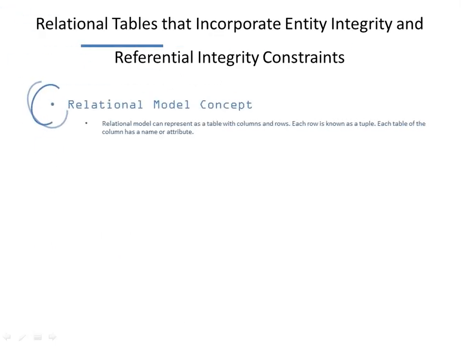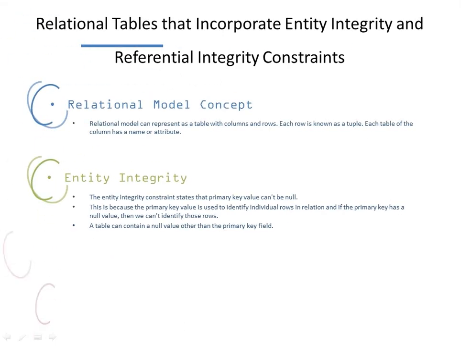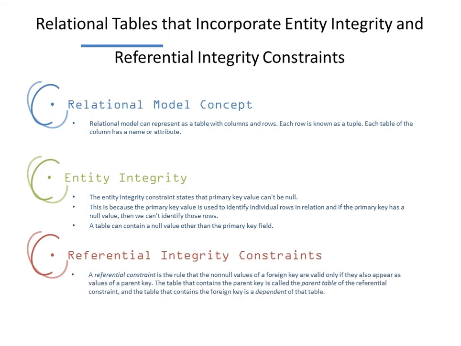Relational tables that incorporate entity integrity and referential integrity constraints. Relational model concept: a relational model can be represented as a table with columns and rows. Each row is known as a tuple. Each column of the table has a name or attribute.